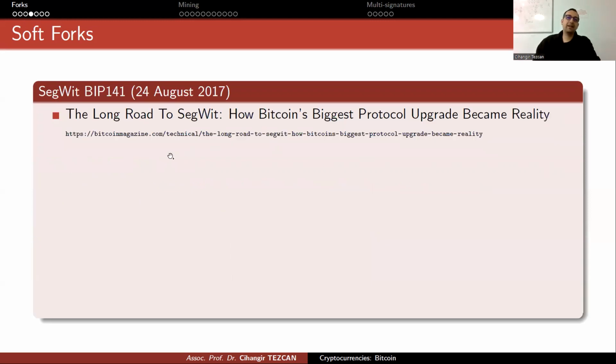So the SegWit upgrade, the soft fork, is really, really important, and there's a very nice documentation at this link. I strongly recommend you to read it.